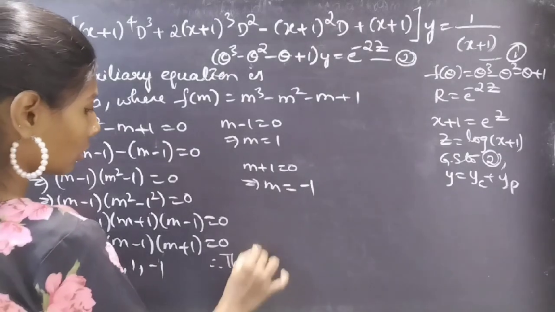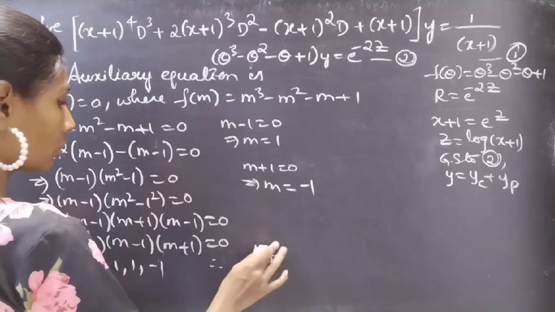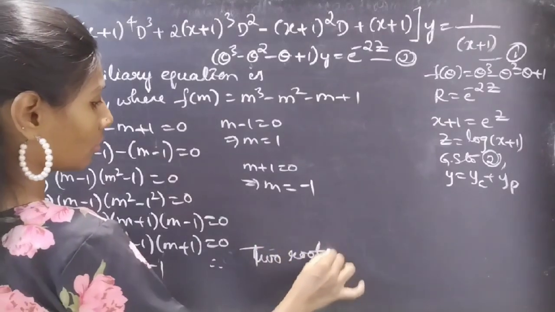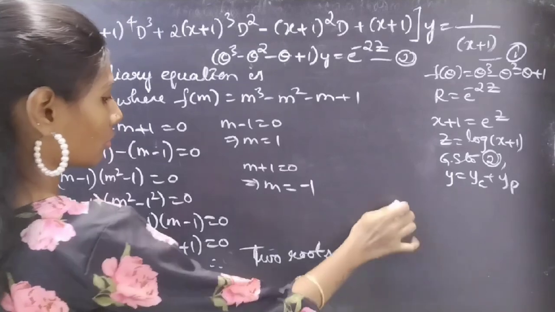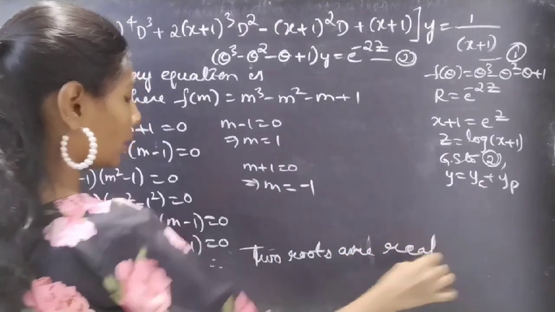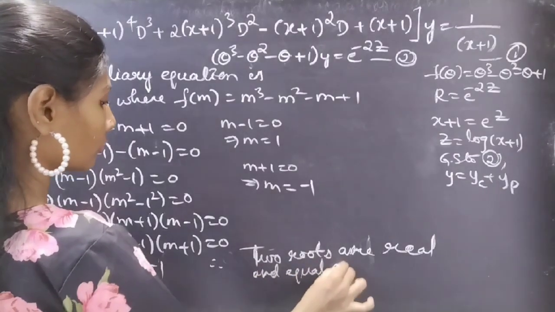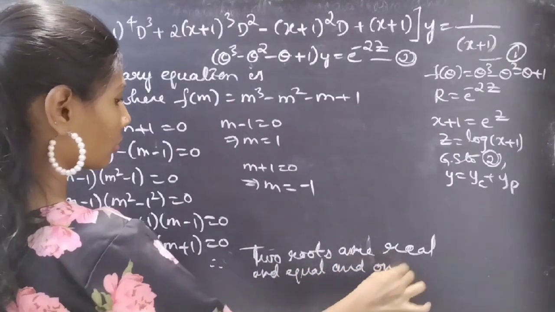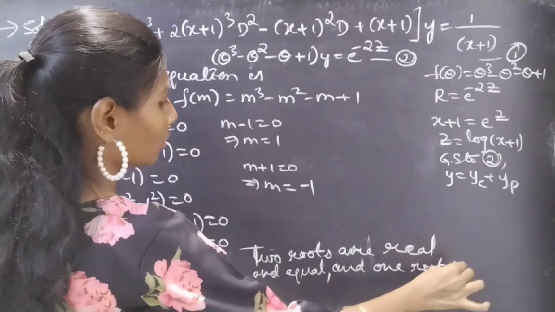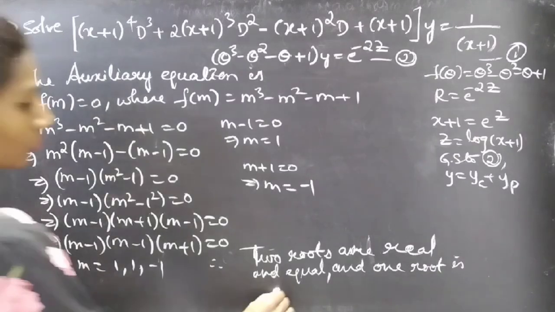Therefore, the two roots are real and equal, and one root is distinct, that is, real and distinct.